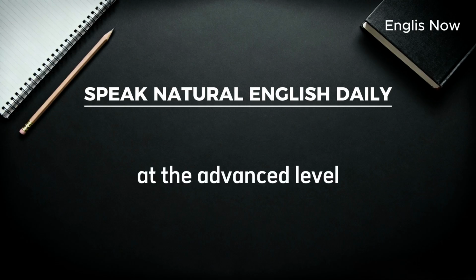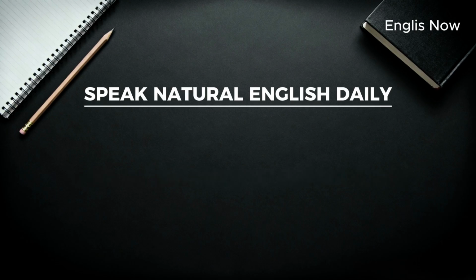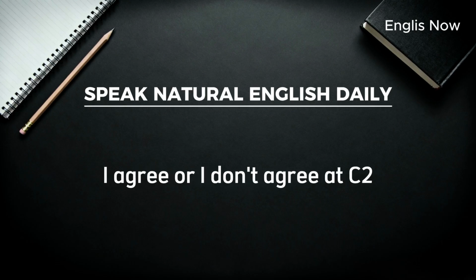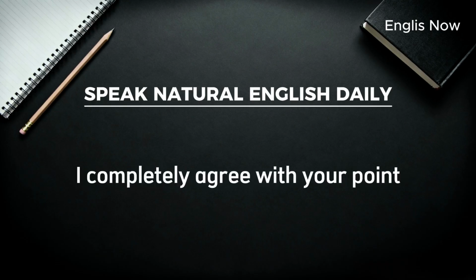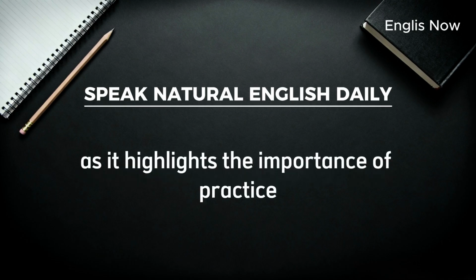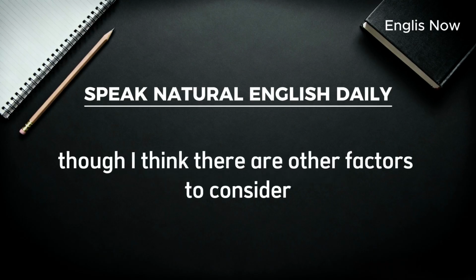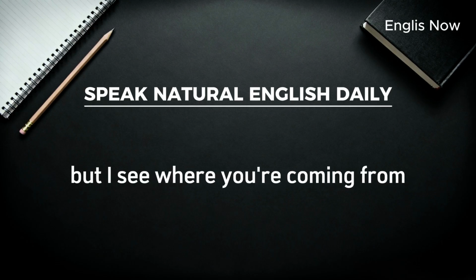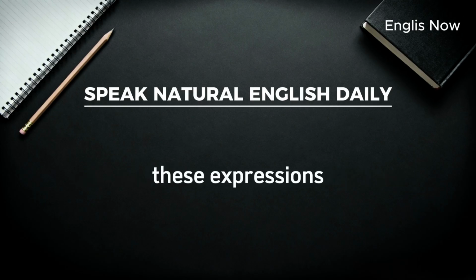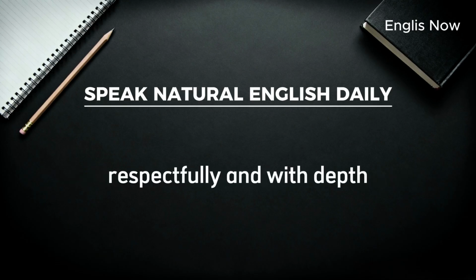At the advanced level, you also need to refine your ability to agree and disagree diplomatically. At B1, you might simply say, "I agree," or "I don't agree." At C2, you can use more nuanced phrases. "I completely agree with your point, as it highlights the importance of practice." Or, "I agree to some extent, though I think there are other factors to consider." Or, "I'm not entirely convinced, but I see where you're coming from." These expressions allow you to participate in discussions respectfully and with depth.